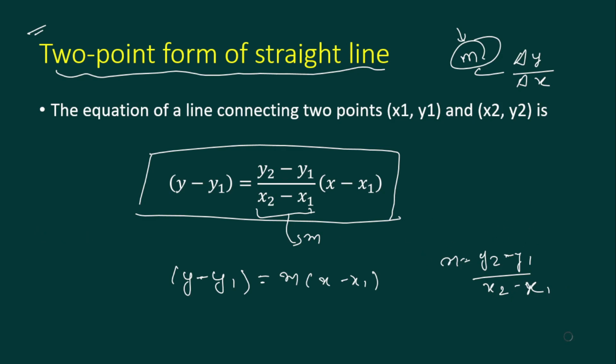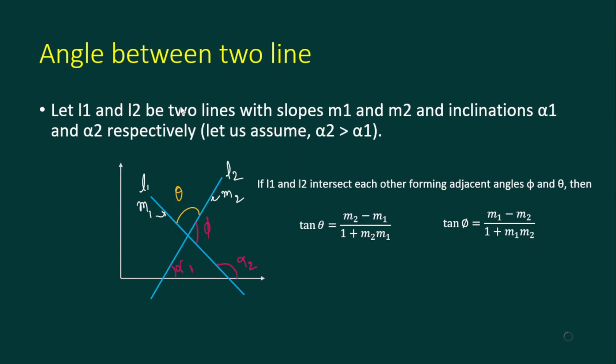Now let's move toward our next topic, that is the angles between two lines. You know that when two lines intersect each other, they form some angle. So what will be the angle? If we are finding the equation of the line, then we can also find the angles between those lines. And for finding the angle, we use their slopes.